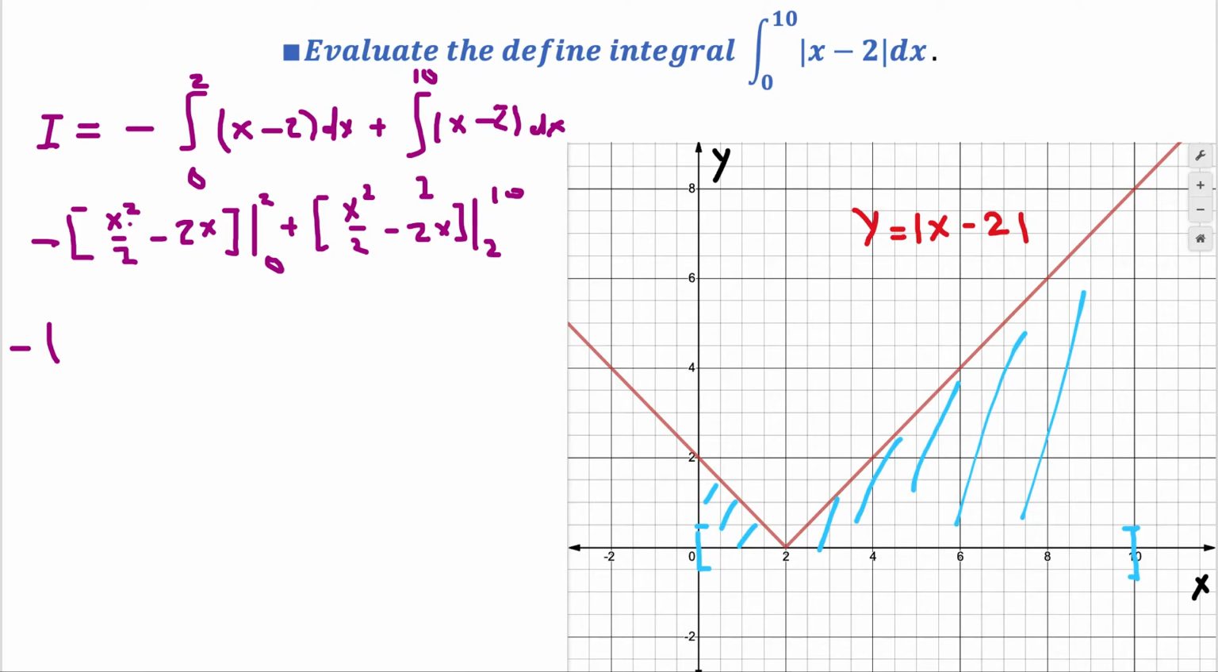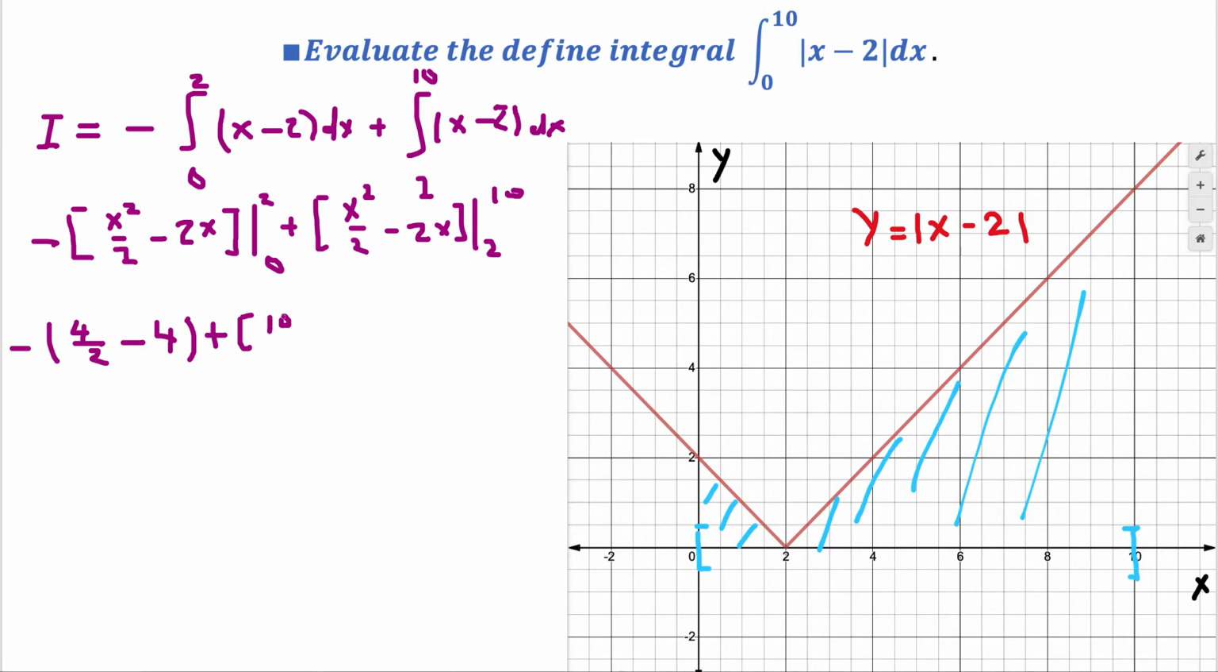First of all, 2 squared is going to be 4 divided by 2, and here is a negative 2 times 2, which is 4. And now we are plugging in 0, minus 0. Whatever we plug in 0 here is going to be 0, so I am not going any further. So I'm taking a plus, and here the upper limit is 10 squared, 10 squared is 100 divided by 2. Let me write everything here.